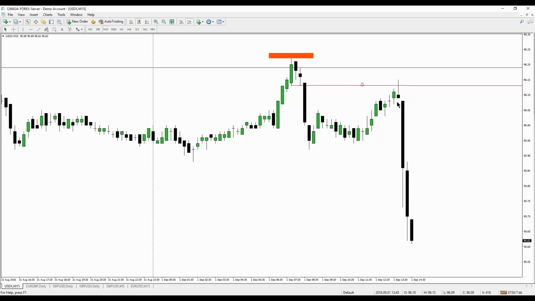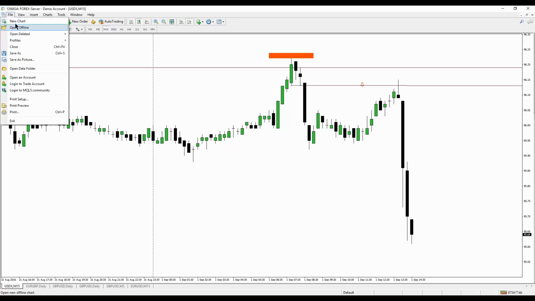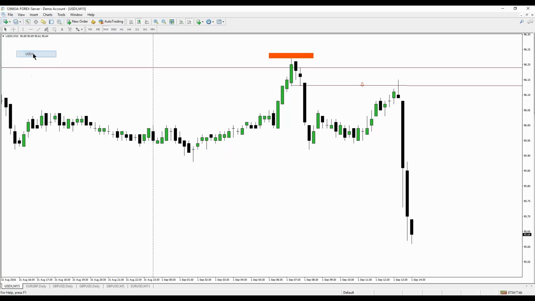The algo knows that the daily chart, the bearish order block on the daily, let's pull a fresh, where's it at? US dollar.